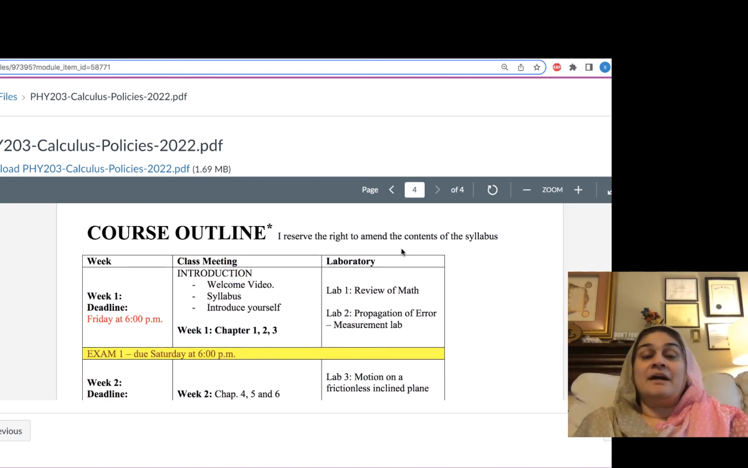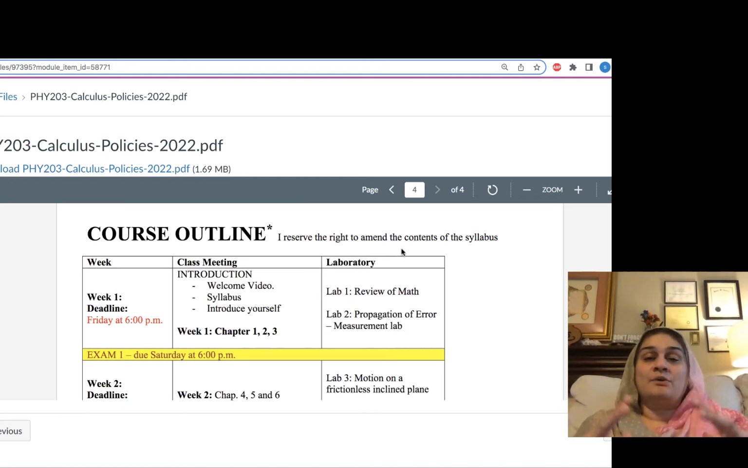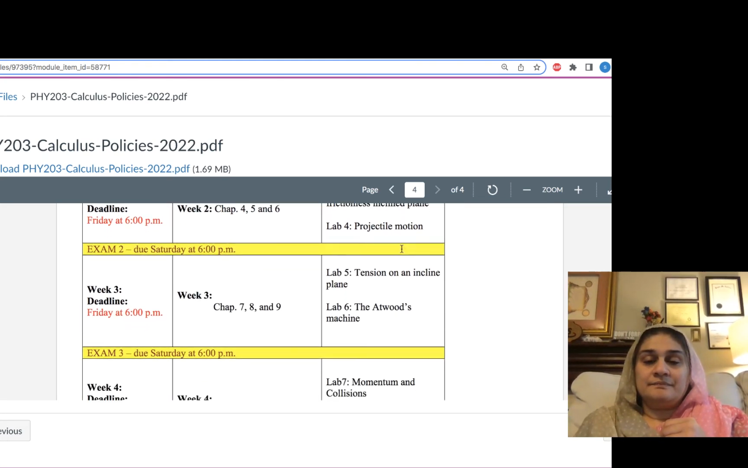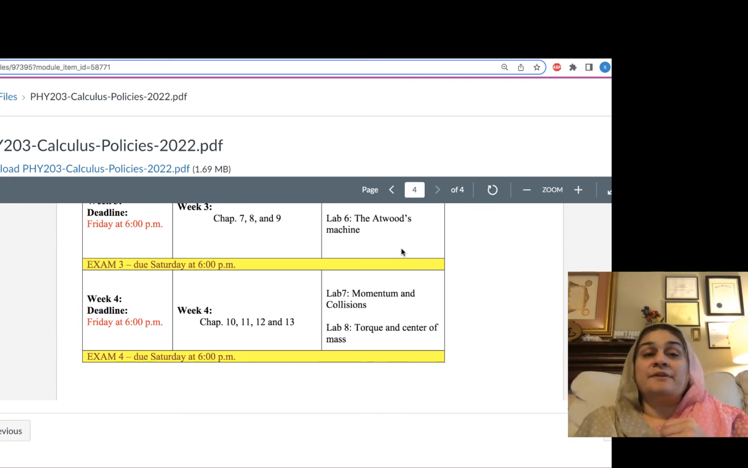I have provided a very brief outline of the course as the course will be run. Each week we'll be going through multiple chapters, so there will be a lot of work to do. So make sure that you do the work early in the week so you're not pressed for time later in the week. You also have 2 labs per week. Again, the same thing goes. They are all due by Friday at 6. The exam of the week is always due Saturday at 6 p.m. Again, please feel free to reach out to me if you have any questions.